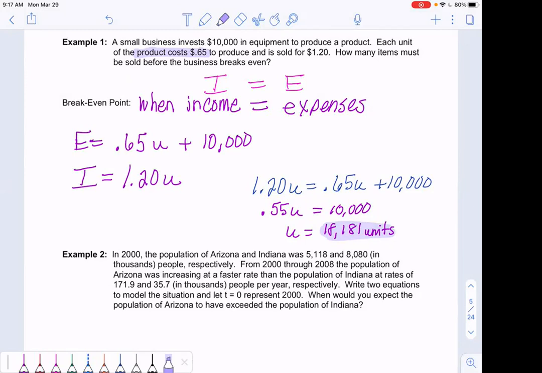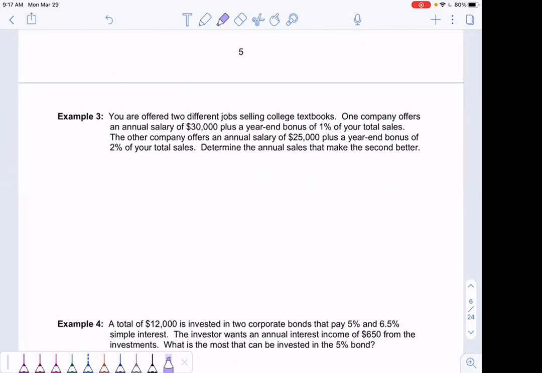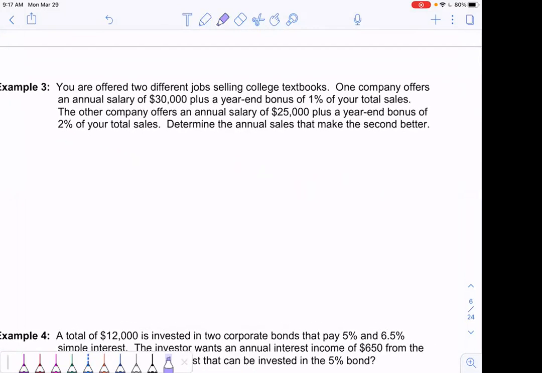All right, so let's skip example 2 and look at example 3. We're going to just see if we can set up these systems of equations. So can we write a system of equations? You are offered 2 different jobs selling college textbooks. One company offers an annual salary of $30,000 and a year-end bonus of 1% of your total sales. The other company offers an annual salary of $25,000 plus a year-end bonus of 2% of your sales. Determine the annual sales that make the second option better.